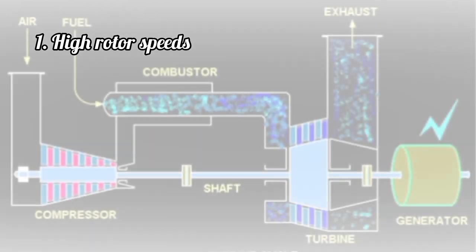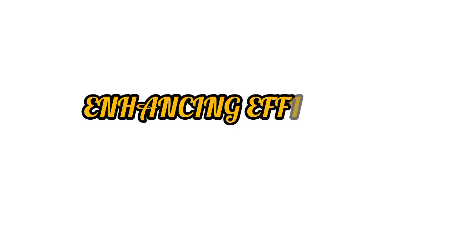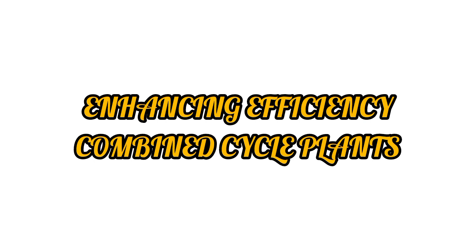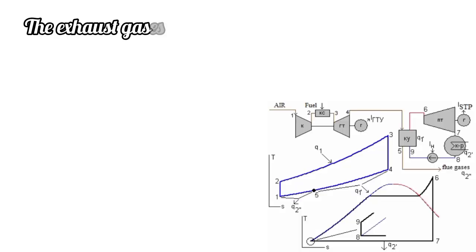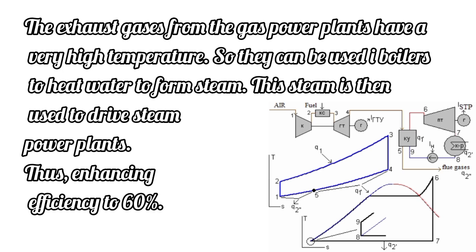Disadvantages of a gas turbine power plant. 1. High rotor speeds. 2. Low life and efficiency. Enhancing efficiency. Combined cycle plants. The exhaust gases from the gas power plants have a very high temperature, so they can be used in boilers to heat water to form steam. This steam is then used to drive steam power plants, thus enhancing efficiency to 60%.